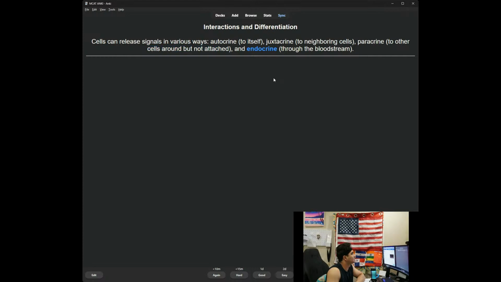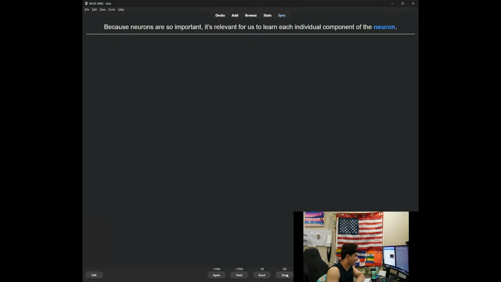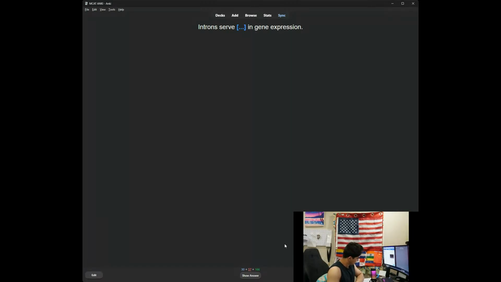Around but not attached. Because there are components of the neuron. So that stuff is like, duh.